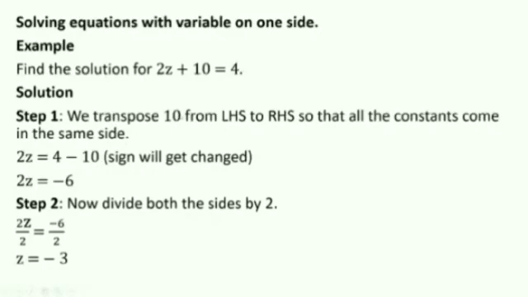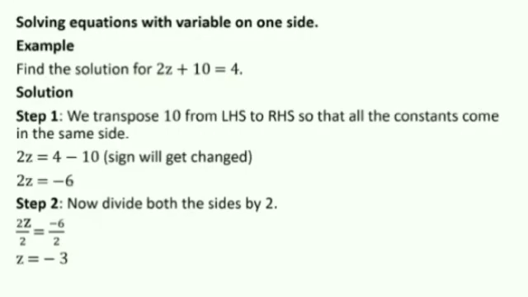Here we are using transpose method. So first we'll transpose this 10, which is constant on the left hand side, on the right hand side. So we'll have 2z is equal to 4 minus 10. Here sign we are changing because we are changing the side. So 2z is equal to minus 6.